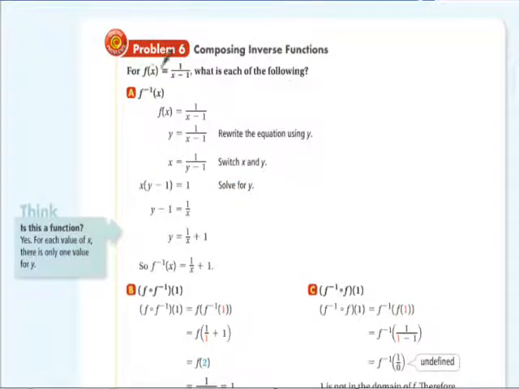Okay. So for f of x equals 1 over x minus 1, what is each of the following? What's the inverse? And then what is it when we plug 1 in? Okay, and we do a composite. All right. So here's what we have. Let's take a look first at what's the inverse. So we switch x and y, we solve, and we get this. So our original function is here, our inverse is here. All right, so far so good.